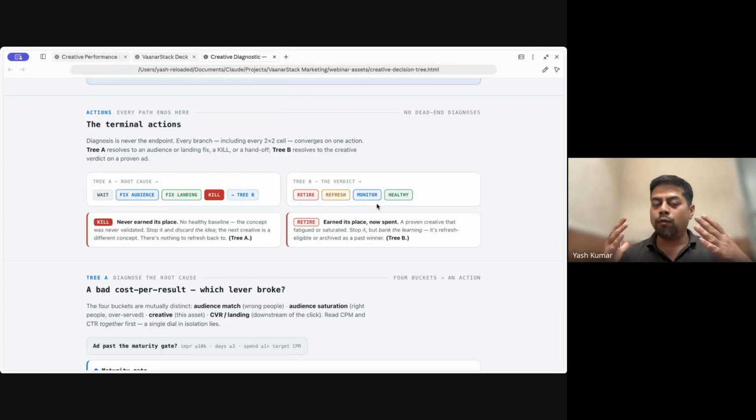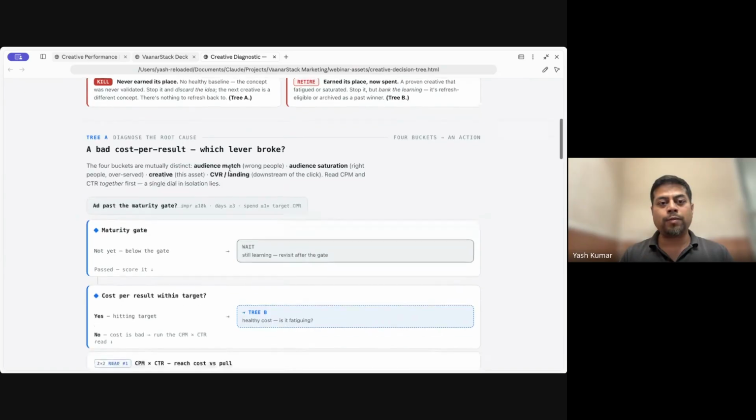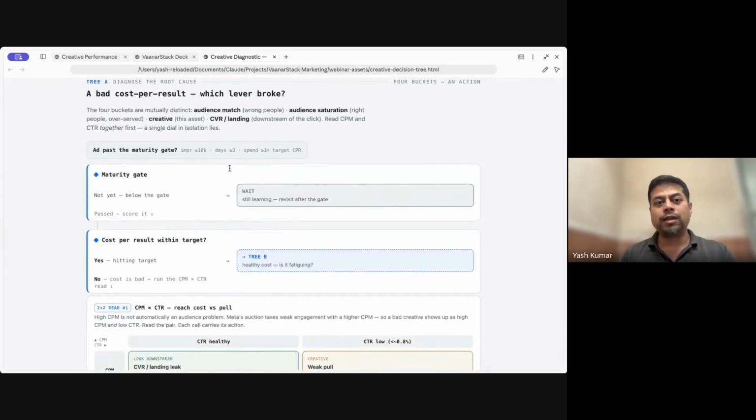So what the Claude system is doing is taking all that data and demarcating the ads into these categories based on thresholds that we have decided, right? So, like I said, explain these metrics, right? Now, what is tree A, right?